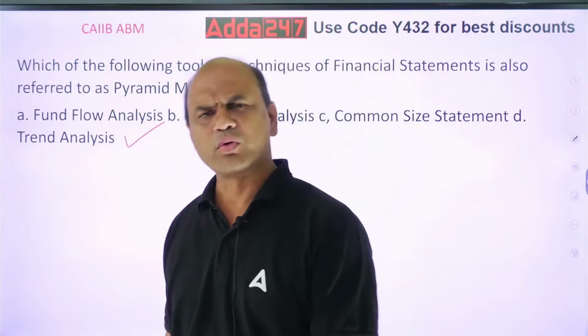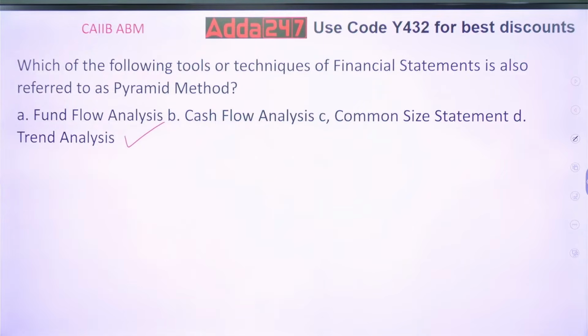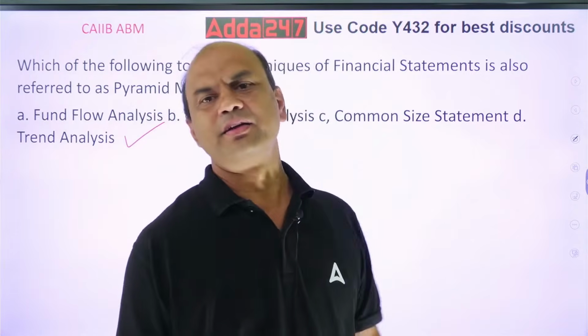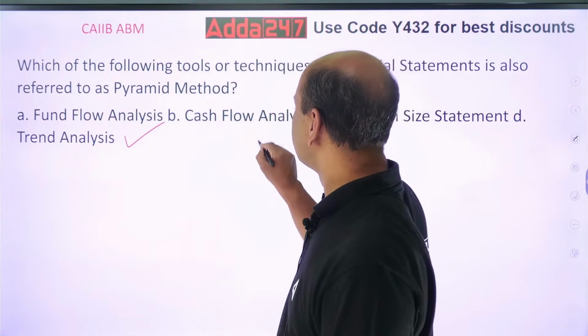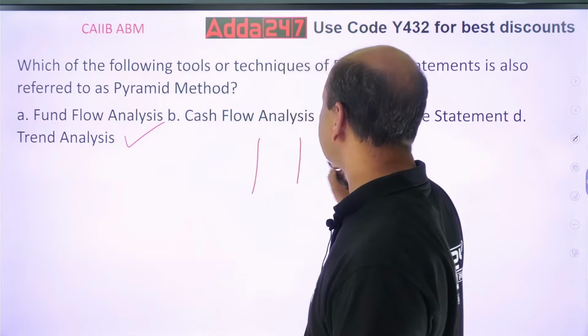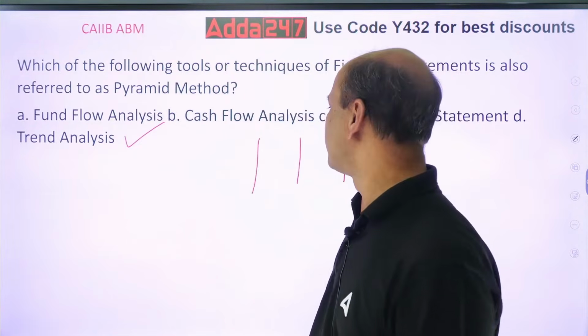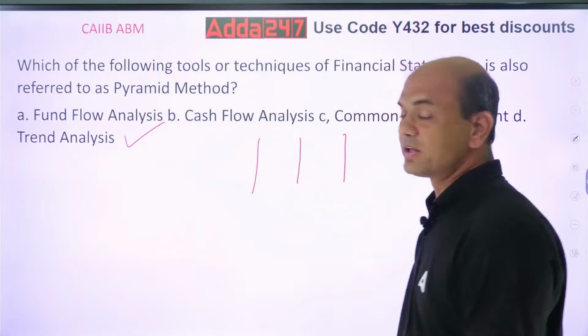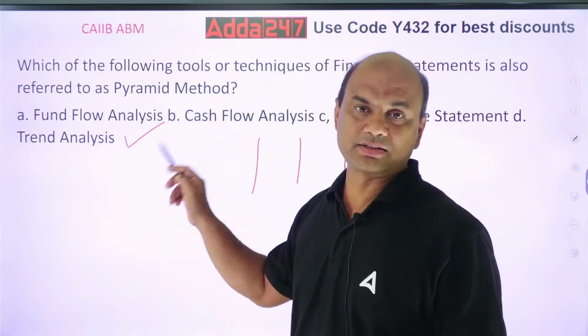What do you have in pyramid method? See, pyramid means basically you are calculating the different items, ratios for various periods. So trend means what? In trend you study what was it for last year, then this year. Like this you go on comparing for last 3 years. That is known as pyramid. So in exam if they ask you pyramid method, kindly note it's trend analysis.